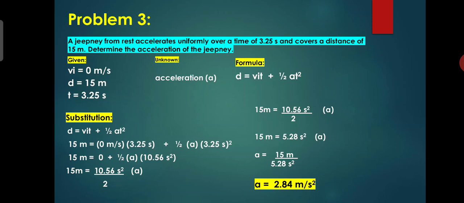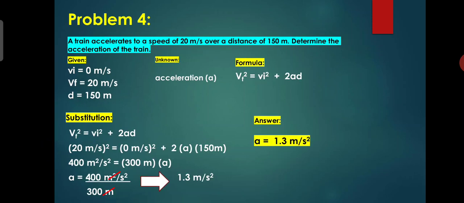And then, nandun pa rin yung A na unknown. So, para ma-solve yung A, you need to divide both sides by 5.28. Okay? Para ma-cancel yun, matira na yan sa equation na yan is letter A. A is equal to 15 meters divided by 5.28 second squared. The answer is 2.84 meter per second squared.